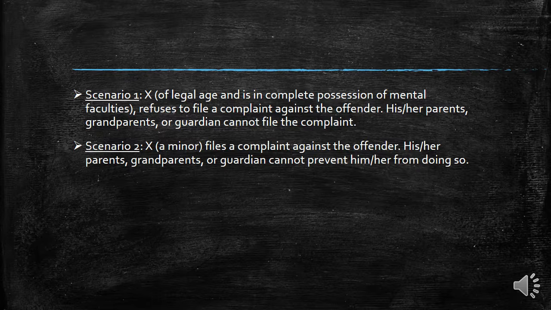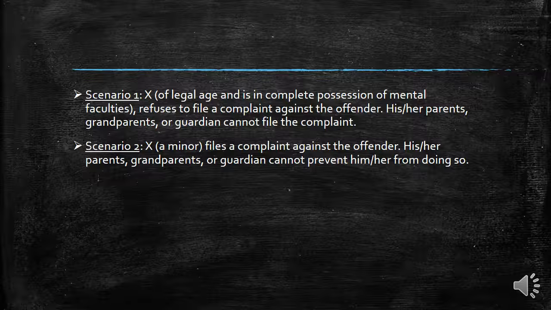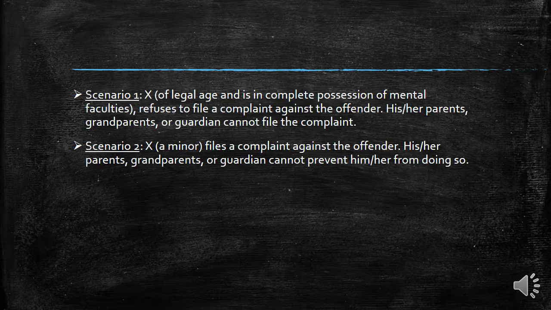Scenario number 2. X, a minor, files a complaint against the offender. Can his or her grandparents or guardian prevent him, the minor, from doing so? No. Minors, in offenses of seduction, abduction, and acts of lasciviousness, which are crimes against chastity, can decide independently of their parents.